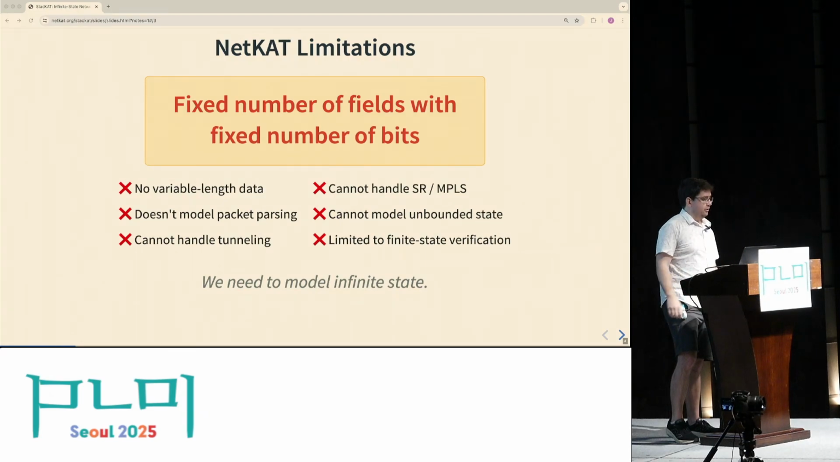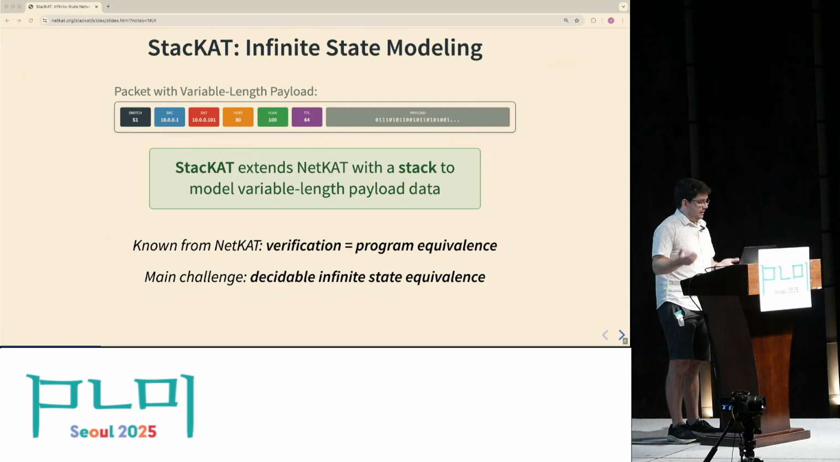So this paper is about addressing this limitation and going beyond this finite state model to an infinite state model. So that is what StacKAT is. The only thing we do is we model an extra field in the packet, the last field, which contains a payload which is variable size. And the key thing here is that this extra field is treated as a stack. So we can push new bits onto it or pop bits off from it. As I said, we know from NetKAT that we can reduce network verification questions to program equivalence. So what we want to build here is a model for these variable state packets where we still have decidable equivalence.